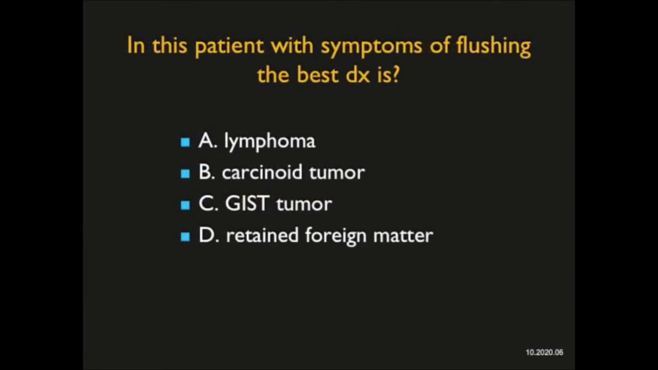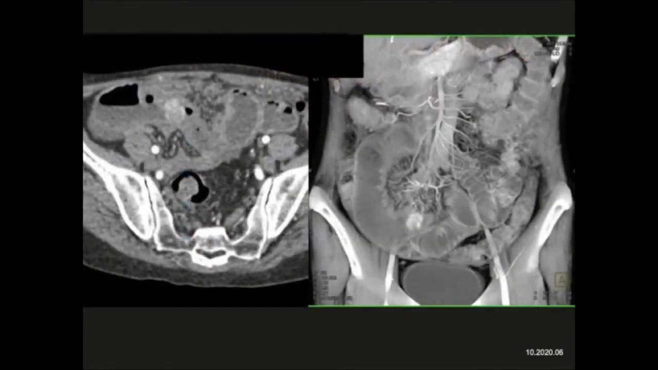This patient had symptoms of flushing, and the best diagnosis is, well, the truth is, if you say flushing, I would say carcinoid tumor without looking at the patient's images, but let's look at the images. What you see particularly well shown on the 3D volume rendered image is a 1 centimeter or so enhancing lesion in the patient's ileum. The bowel is dilated. There's also some prominent vessels feeding it.